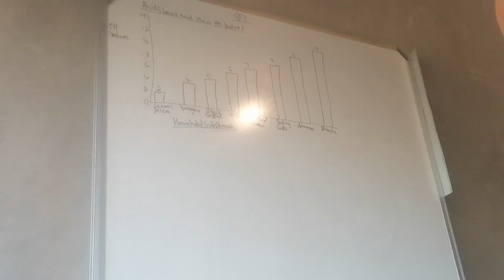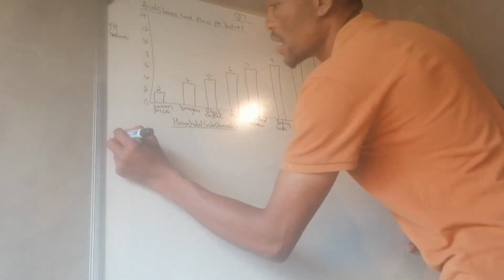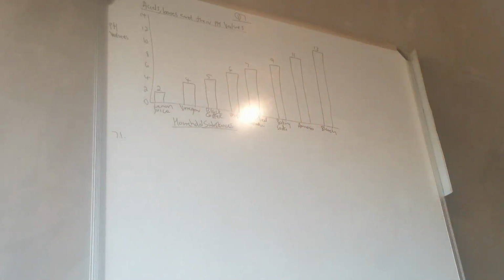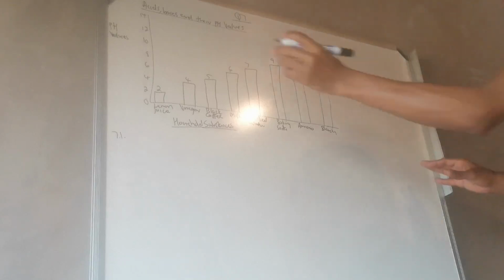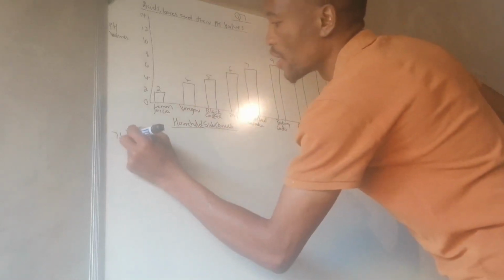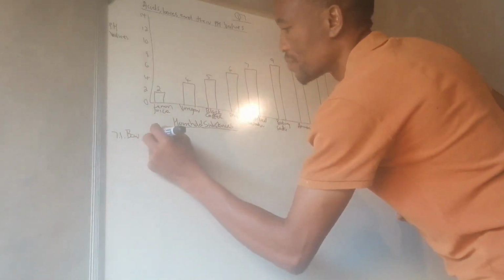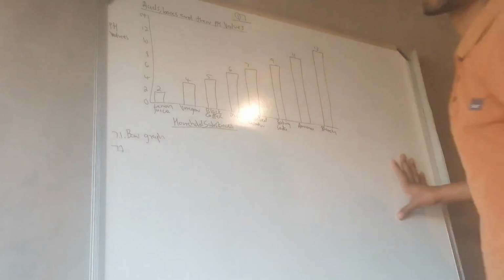Now, what is the question? In 7.1, they say, what type of a graph is represented here? What type of a graph is this? A bar graph, yep. We have a bar graph.